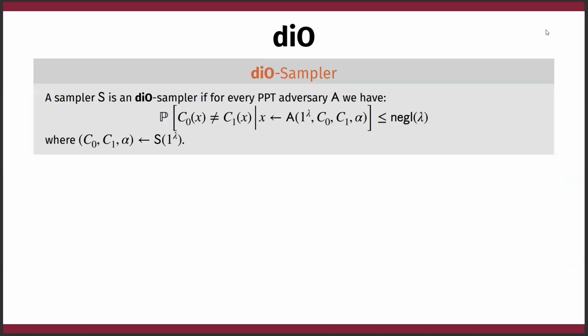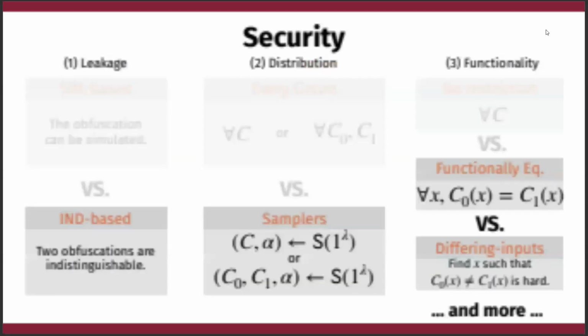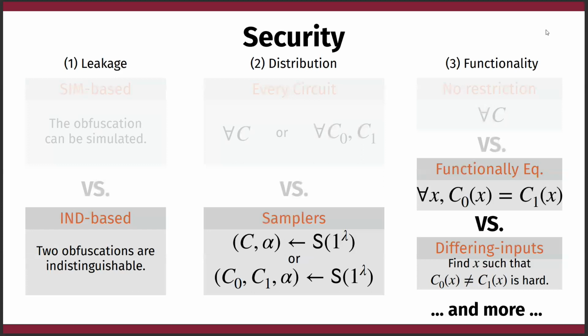And what about DIO? Now for DIO, we still have a sampler that gives you as output two circuits, and the security says that the sampler outputs two circuits for which you cannot find an input on which they differ. This must hold even if the adversary has access to the code of the circuit, so you can look at the information inside. If that holds, then you can securely obfuscate them, again according to the indistinguishability-based notion. So for IO and DIO, this is the situation: we have an indistinguishability-based definition, samplers, and we also care about the functionality because we are comparing similar circuits in some way.